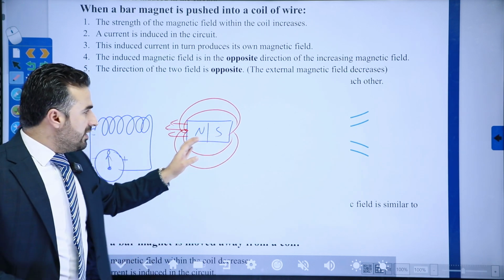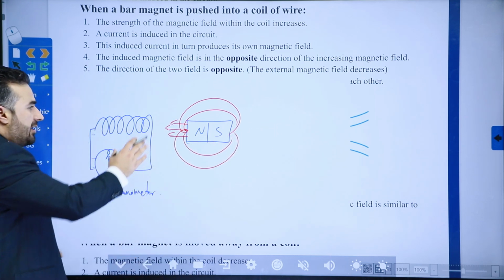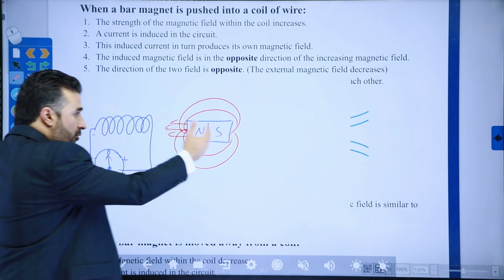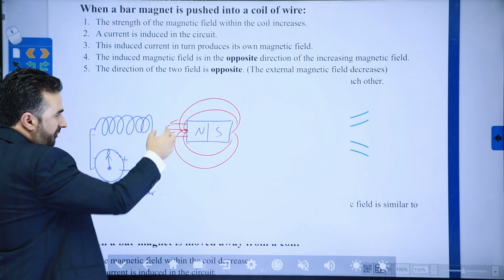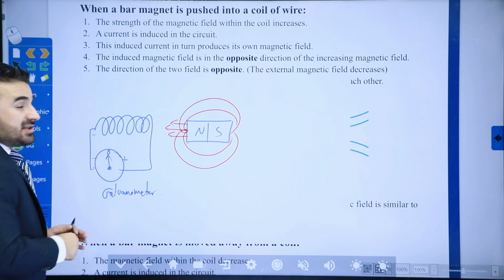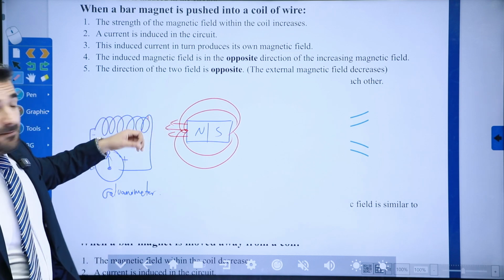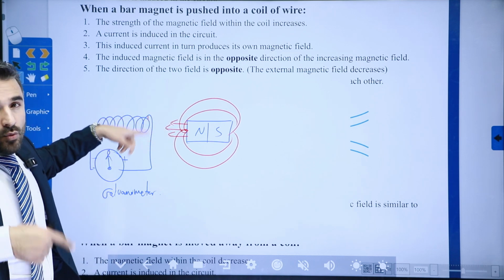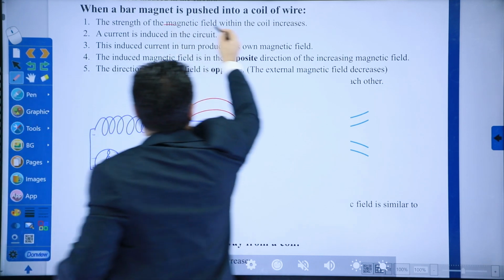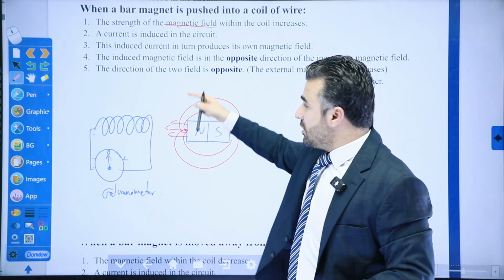So imagine if we, for example, move this one away, you will see that there are no magnetic field lines lying on this coil, so there's nothing there. But as you approach this magnet closer, these magnetic field lines will be cutting across this coil. So they will cut through the wires of the coil. As a result of this, the magnetic field within the coil increases. That is the first thing that happens to the coil.